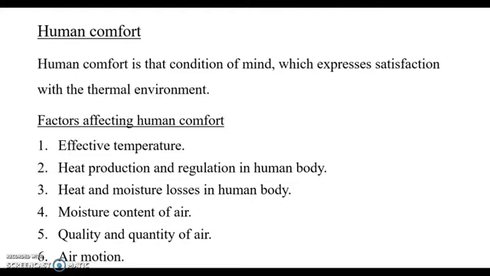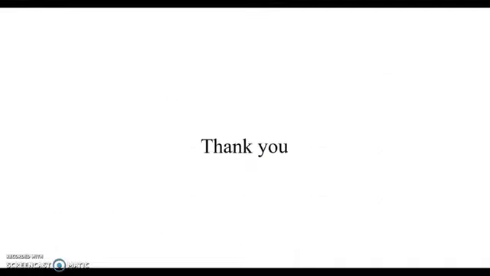The fourth one is the moisture content of the air. The conditioned room should have minimum moisture content in the air. The next is the supply air from the refrigeration system, which should be high quality or pure air, and the quantity, the amount of volumetric flow of the air. Next is the air motion. These are the factors affecting human comfort.